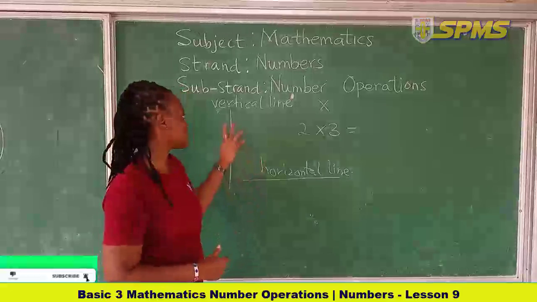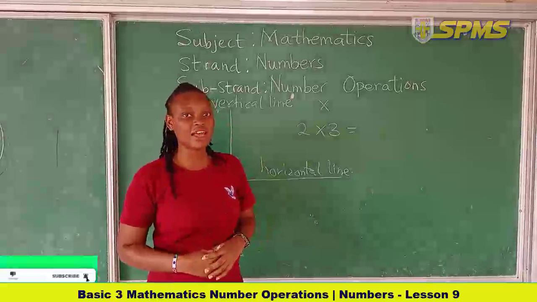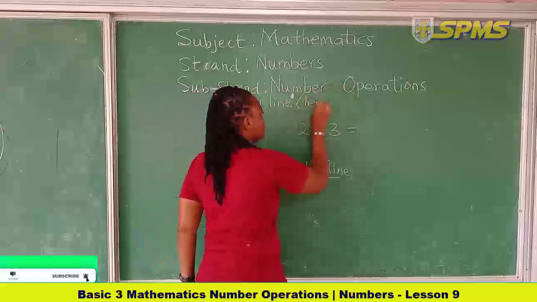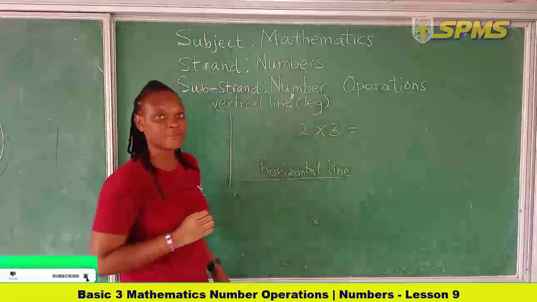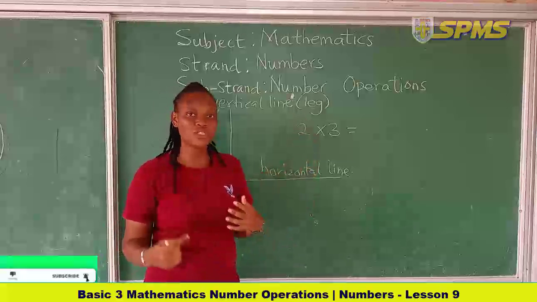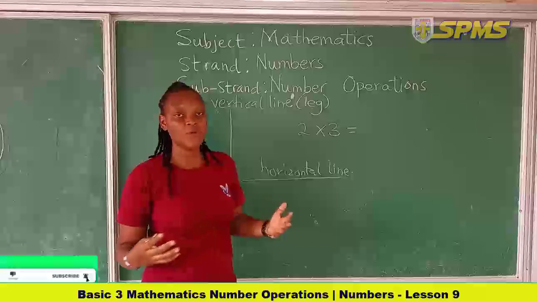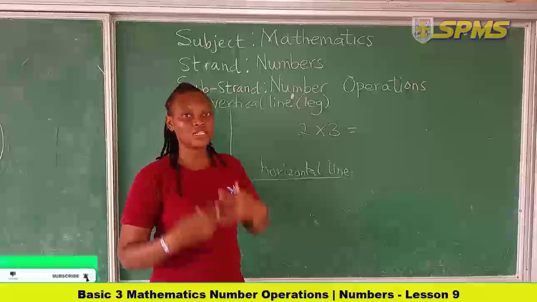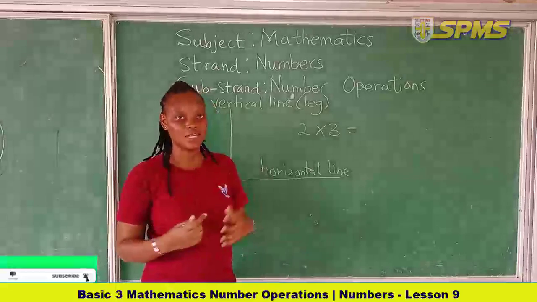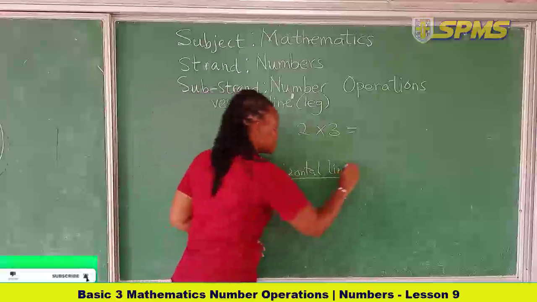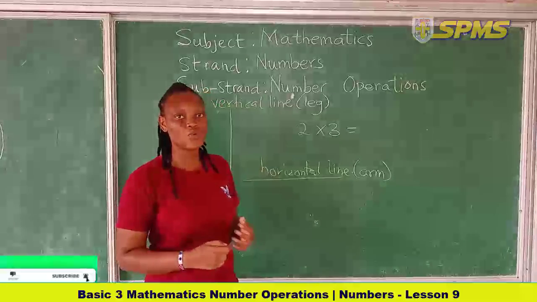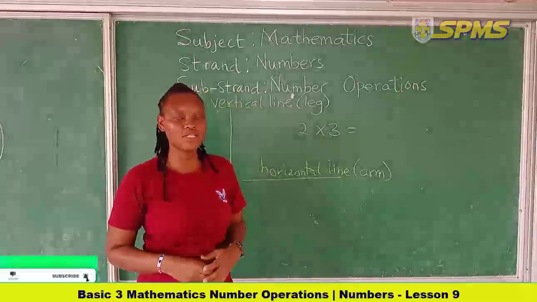Now the vertical line is also known as the leg. So whenever you see the vertical line, it is known as what? The leg. I'll be using that interchangeably, so in most cases, I will say we are using the leg. So the leg is what? The vertical line. And then the horizontal line becomes the arm. So instead of saying horizontal line, I would say that we are using the arm.